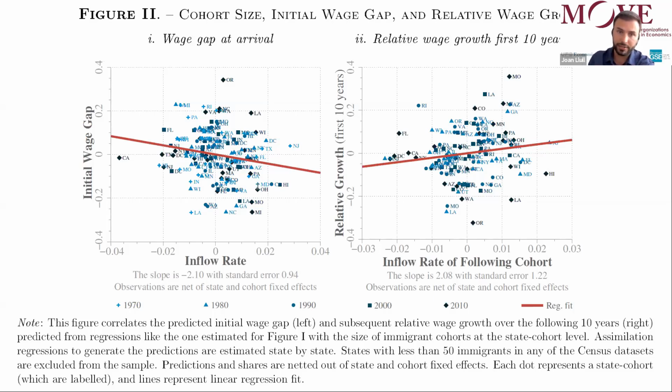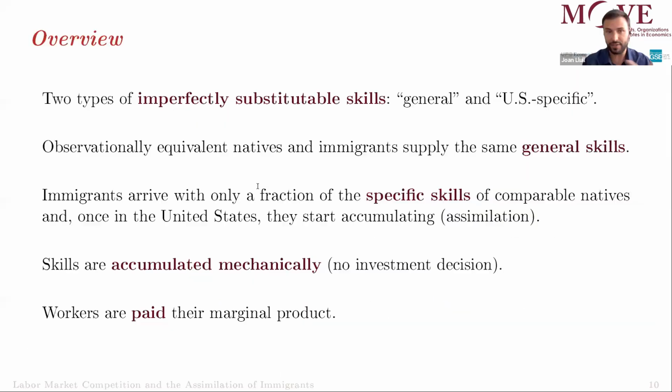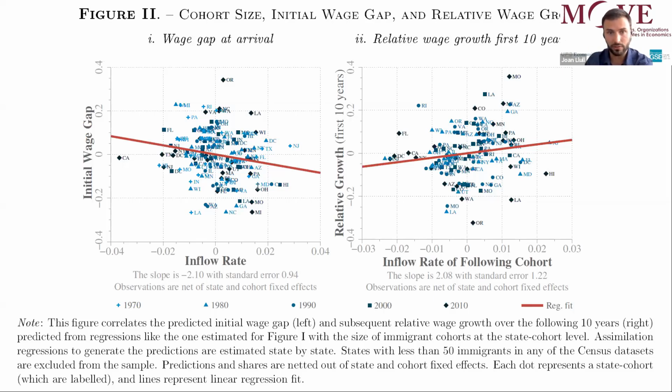So in those states and periods in which we have a larger inflow of immigrants, we have a larger initial wage gap at entry, in line with the predictions from our model. And then we have a positive correlation, in this case coincidentally of the same size but opposite sign, but this is coincidence. So a positive correlation between the growth rate in the first 10 years and the size of the next cohort. Okay. So as I said before, the effect on growth is ambiguous. So this kind of points to an accelerating effect dominating the dynamic effect.